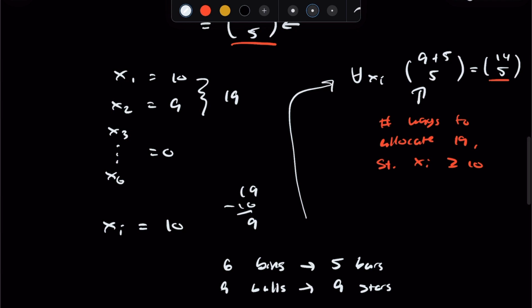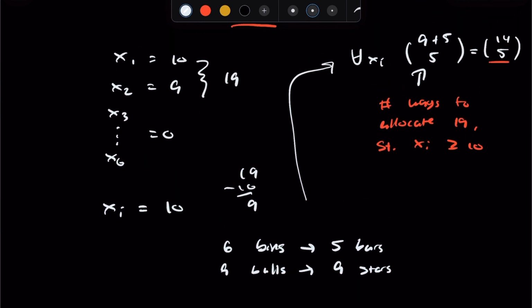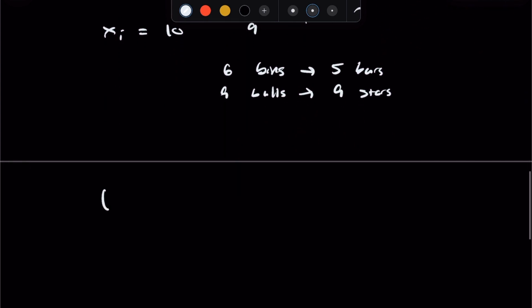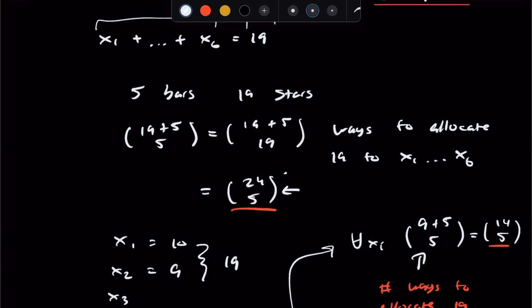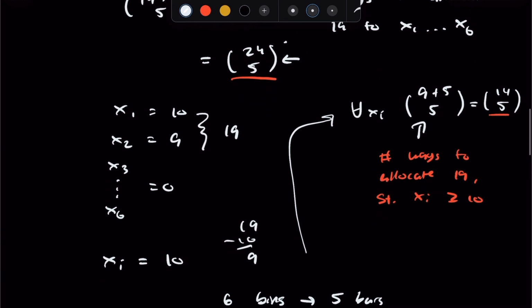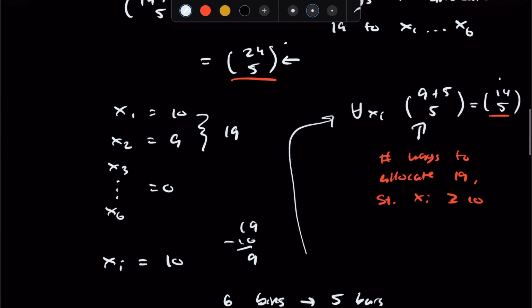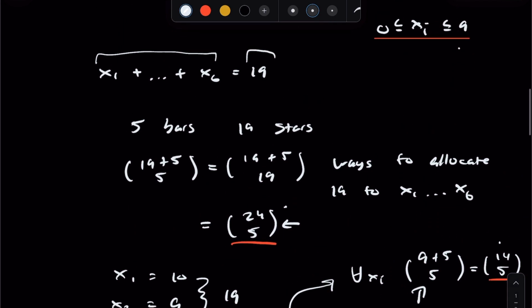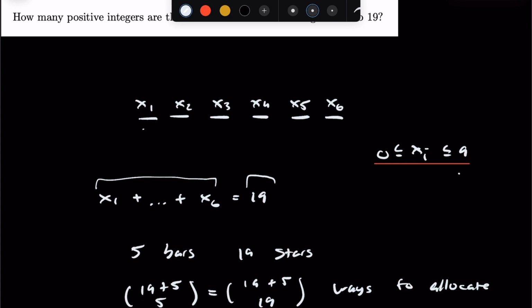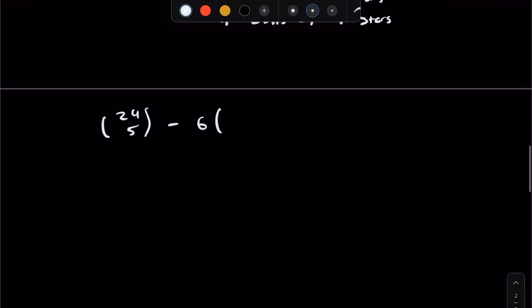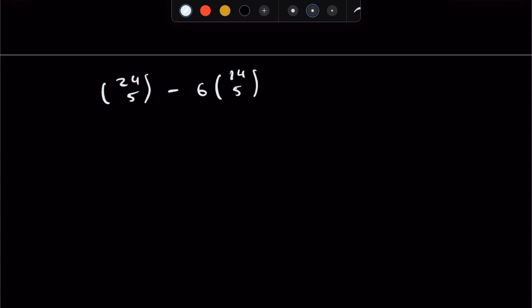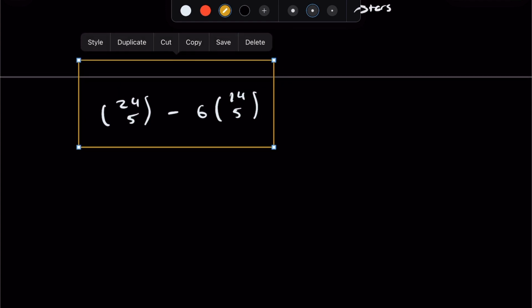Lastly, to wrap up our solution, what we're going to do is combine these to get our total number of valid ways. We start with the total ways, including the invalid ones, 24 choose 5. Again, we got that expression using our original stars and bars without the restriction. And then for each xi, we count the number of invalid solutions. We also know that there are 6 xi's, x1, x2, all the way up to x6. And for each of them, there are 14 choose 5 invalid solutions. So we subtract from our original value 6 times 14 choose 5. And actually, this expression right here is our final answer to this counting problem.